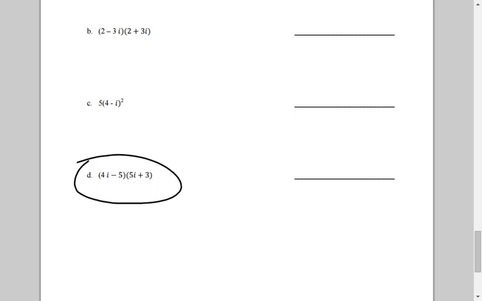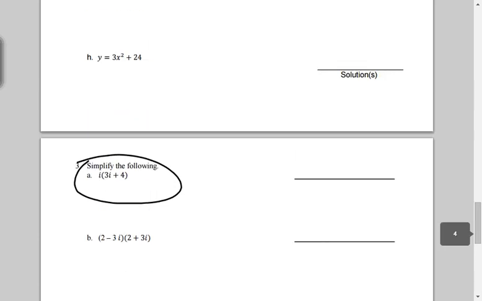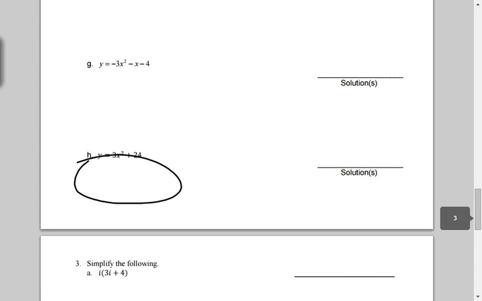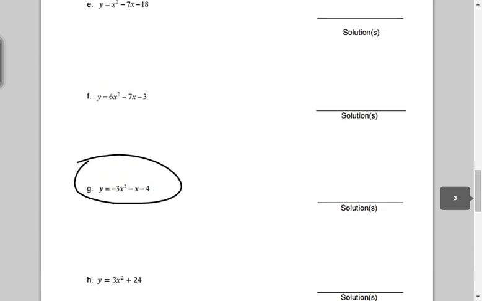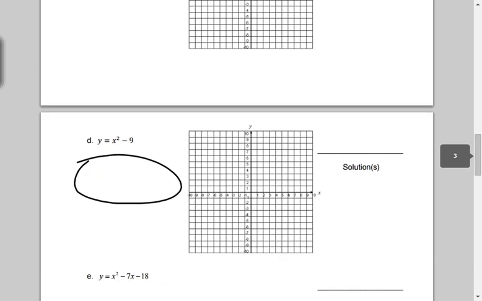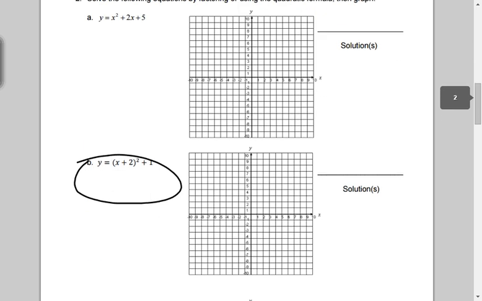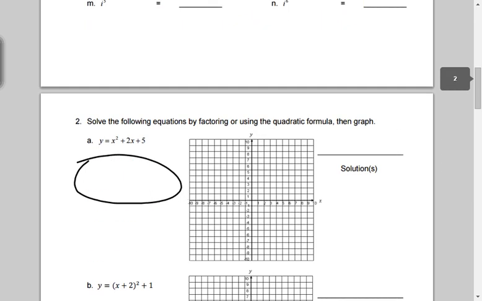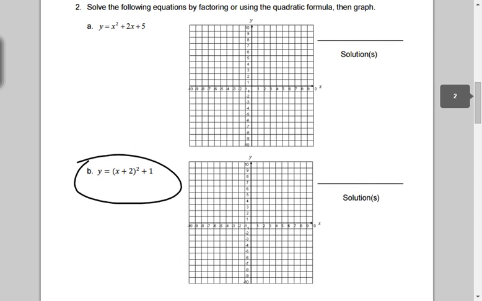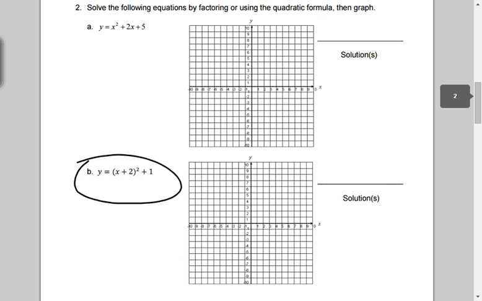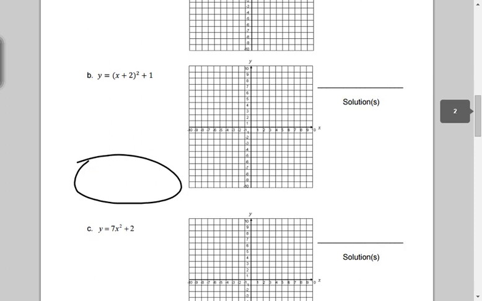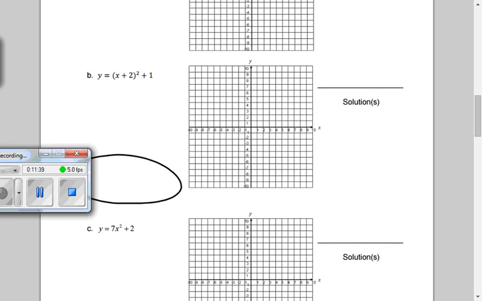Melissa, what did you want to know? Okay, D on that page, and H on this page. And also on the upper page, we had done A and B, but B you didn't have to do the solutions, just the graph. Okay, all right, that's all we have for that one. I'm going to pause while we open up the next worksheet.